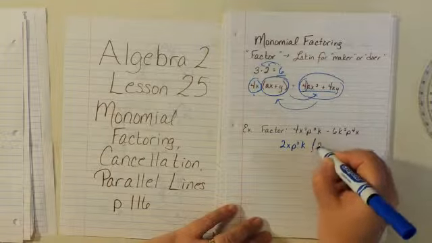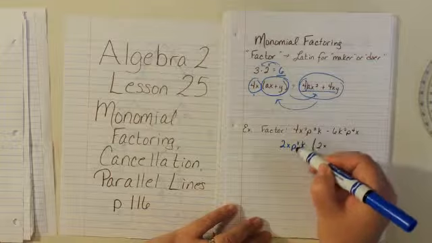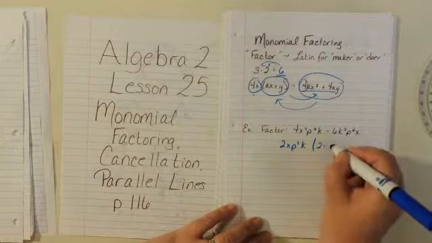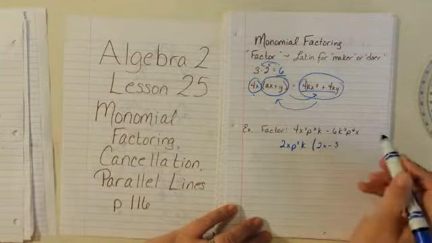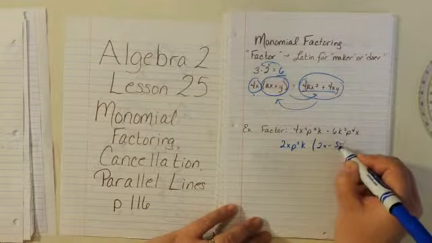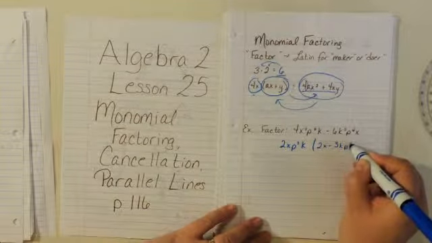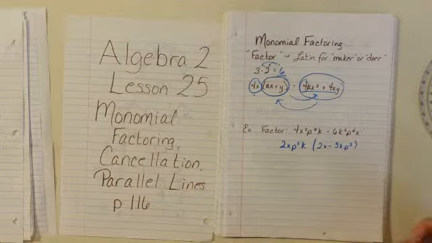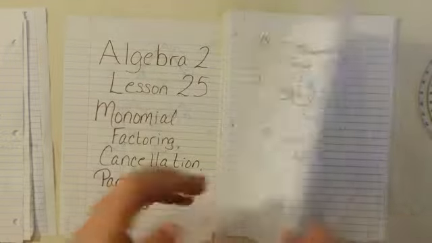4 divided by 2 is 2. X squared divided by x is x. P squared divided by p squared is 1. And k divided by k is 1. So we don't need to write those down. Minus 6 divided by 2 is 3. K squared divided by k leaves us with 1k. P to the 4th divided by p squared leaves us with a p squared. And x divided by x is 1. So that is how you factor this term, and that's what it leaves you with. Okay, let's try another one.